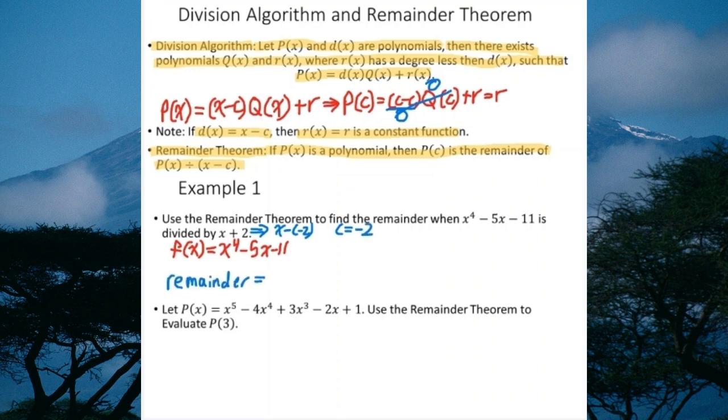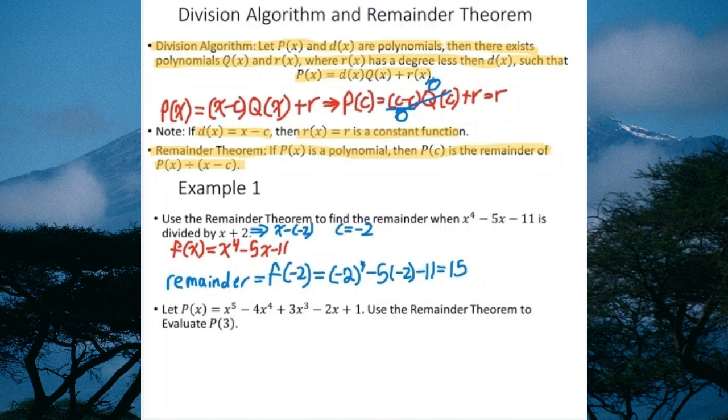So our remainder of our polynomial division would be f of negative 2, and when we plug negative 2 into our function, f of x, we get 15. The remainder we would obtain through the polynomial division would be 15. Now we're going to use the remainder theorem to evaluate P of 3 when P of x equals x to the fifth minus 4x to the fourth plus 3x cubed minus 2x plus 1.